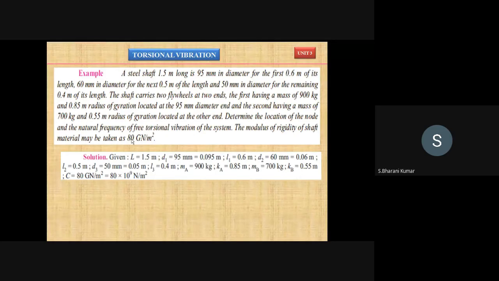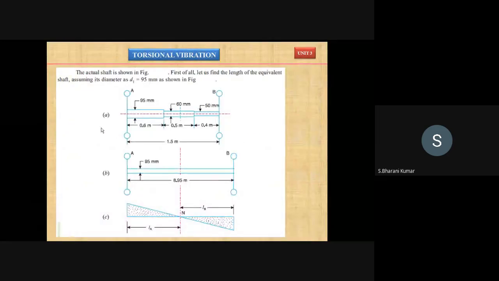So for this I want to draw a smaller diagram like this. First 95 mm for the 0.6 meters. Look it out here, 95 mm diameter and a 0.6 meters length. Next one is 60 mm and 0.5 meters of length, and last one is 50 mm, 0.4 meters length.